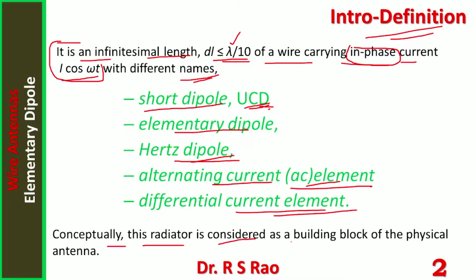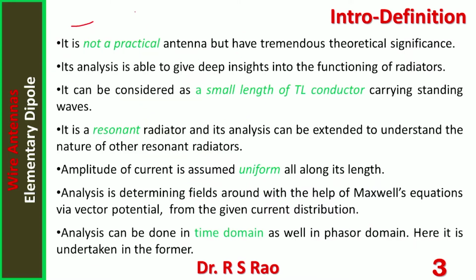Conceptually, this radiator is considered as a building block of a physical antenna. So the functioning of a physical antenna can be understood by considering it as consisting of several elementary dipoles. Once we have a thorough understanding of the elementary dipole, applying the superposition principle, we can understand the actual antenna. Some more points regarding this radiator. It is not a practical antenna. You cannot find it in reality, but it has tremendous theoretical significance. Its analysis gives deep insights into the functioning of radiators.